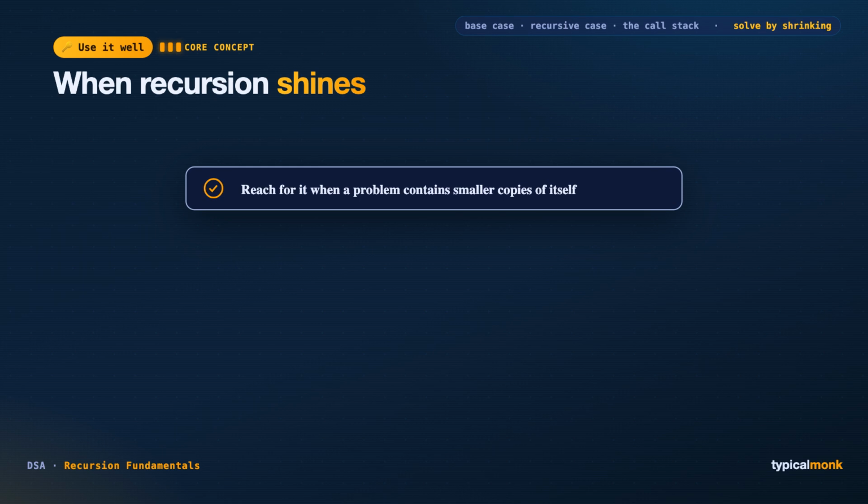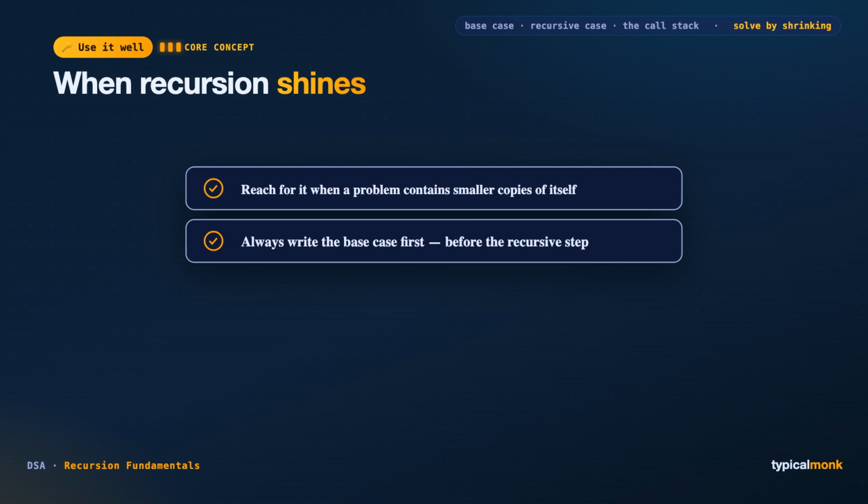Let us close with a short set of habits that will keep your recursion correct and readable from the very start. First, reach for recursion when a problem contains smaller copies of itself. That is the signal. If you can describe the problem as solve a smaller version of this, then combine, recursion will usually be the cleanest expression of it. Second, always write the base case first, before you write the recursive step. Deciding where and how it stops upfront forces you to be clear about the anchor, and it is the single best way to avoid the infinite recursion trap.